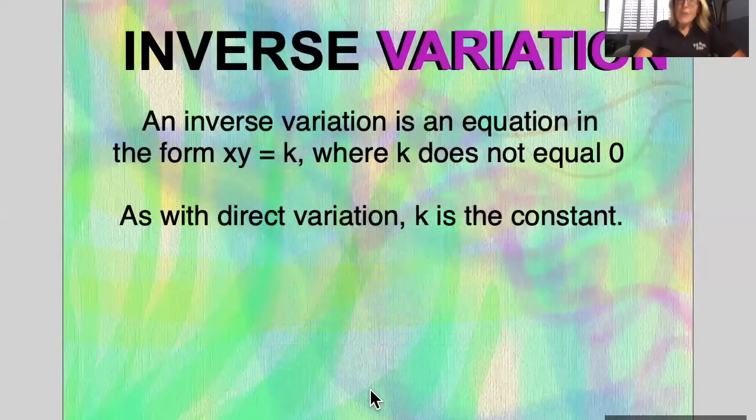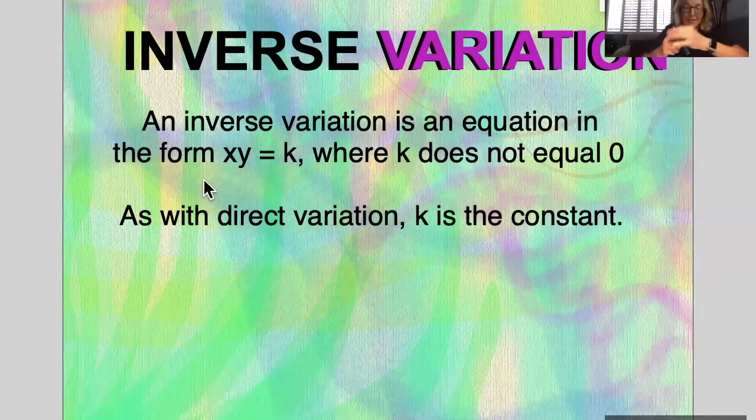An inverse variation is where the form of the equation is x times y equals k. X times y is equal to k. We still have x and y, and k is still the constant of variation. It's just taking a different form. Now k cannot equal 0, but k is a constant.